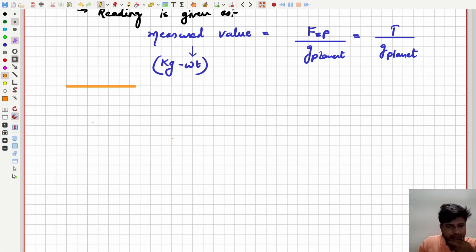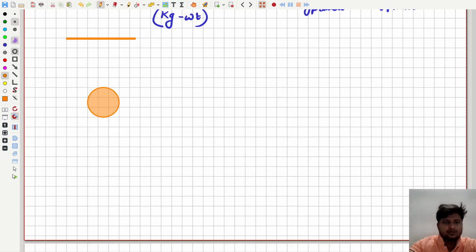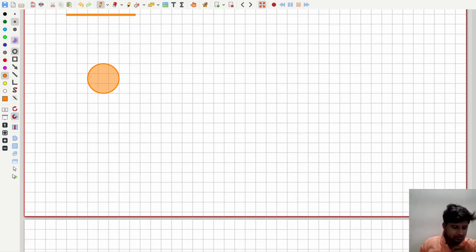Okay. And over here there is a pulley. Okay. And it is attached with two different other masses.